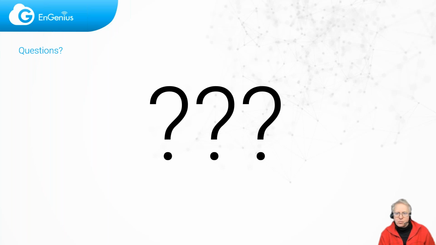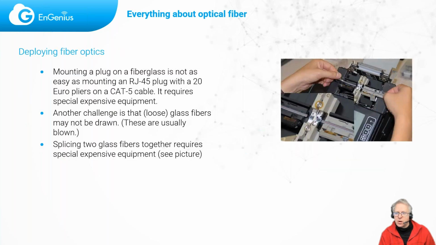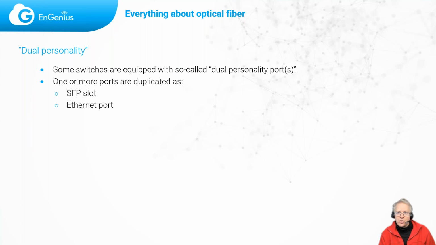Well, I got one question about the dual personality. Let me scroll back to that part. What you have with the dual personality, it's not that the SFPs are dual personality. The SFPs are single personality. They're what they are. It's the cages, or better said, on the switch you will have a cage and you will have an Ethernet port, and both will be branded like 25.